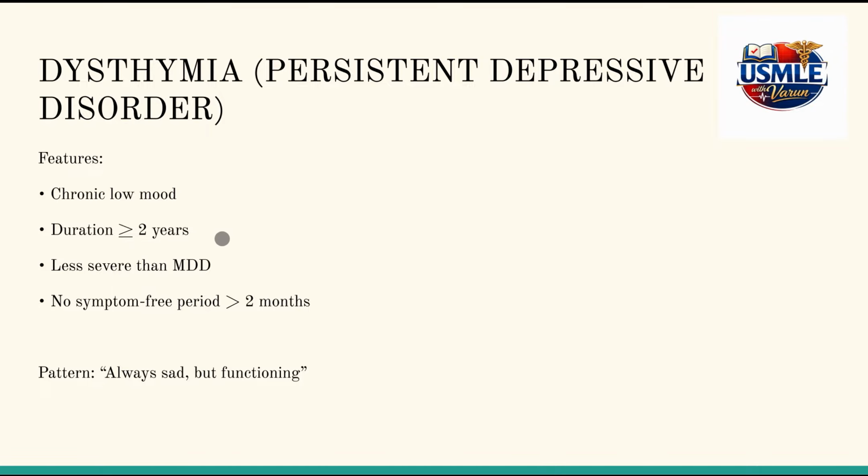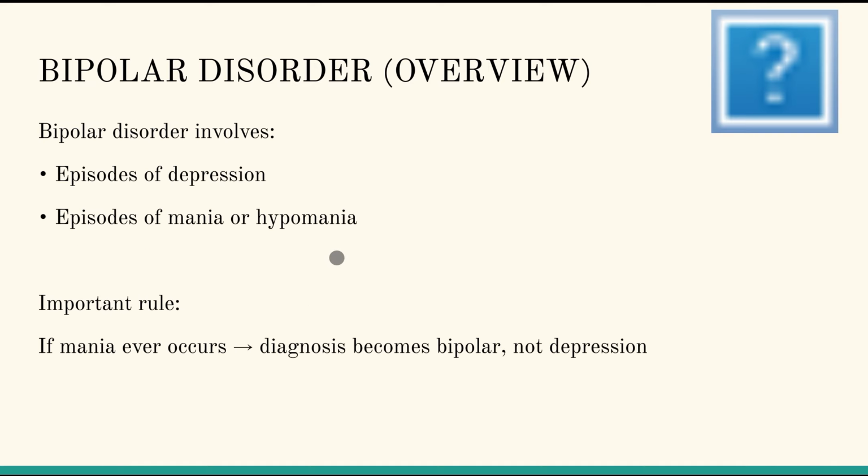Dysthymia is a chronic low-grade depression lasting for at least 2 years. Symptoms are milder than major depression but are long-lasting. So the pattern in this case is that the patient is always sad but functioning, and chronic. Chronicity is something that should be noted.